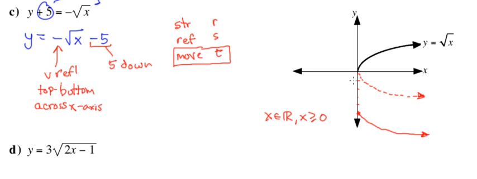And for the range, there's nothing in the positives. Nothing at -1 or -2 or -3 or -4. This kicks in at -5 and goes down from there. So we're going to get y can be any real number as long as y is lower than or at least equal to -5.